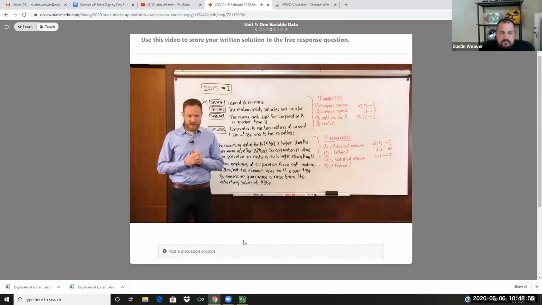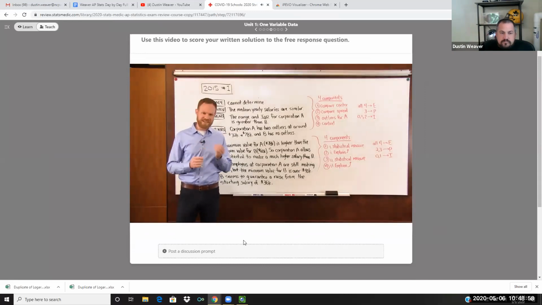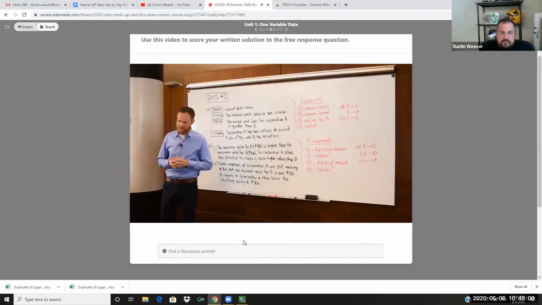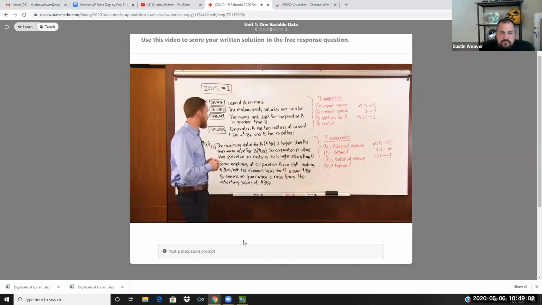So what I'd like to do here is first go through what a model response would look like. And then we're going to dive into the rubric so that you can see exactly how this question was graded on the AP exam. So let's start with the model response.